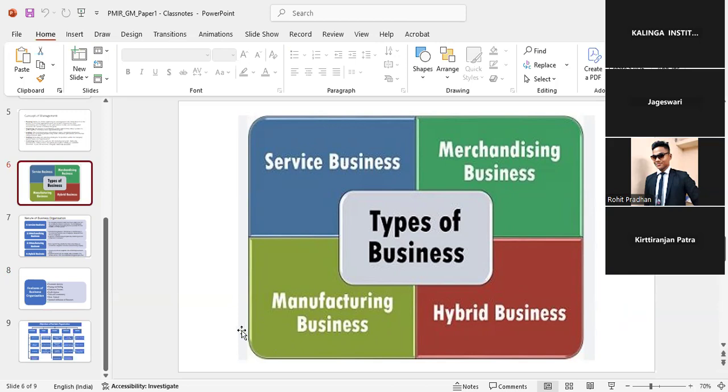We'll continue to discuss the features and objective of business. What are the different features of business? Any business you do, take example of any business, you have some profit motive. Without return, you will not do any business.